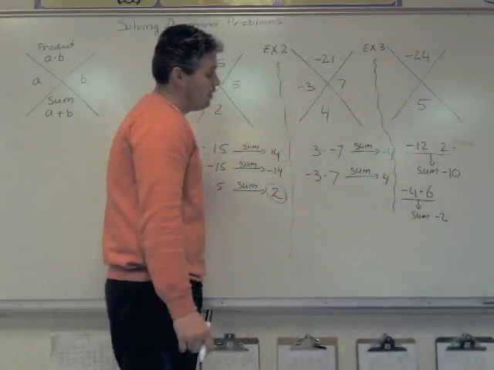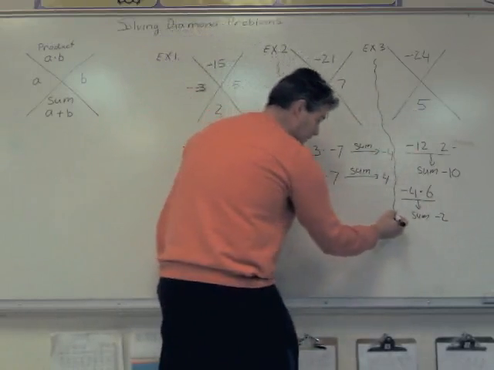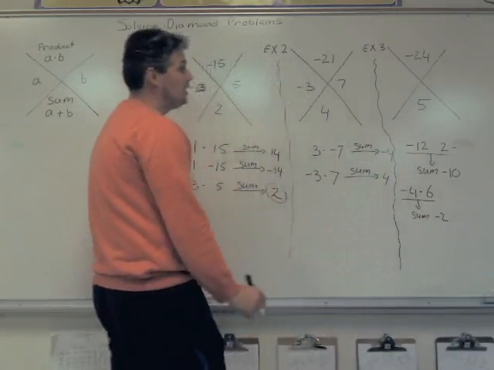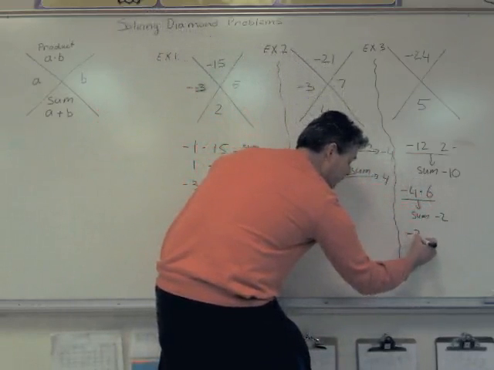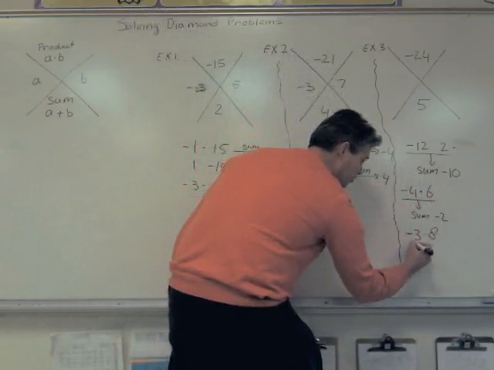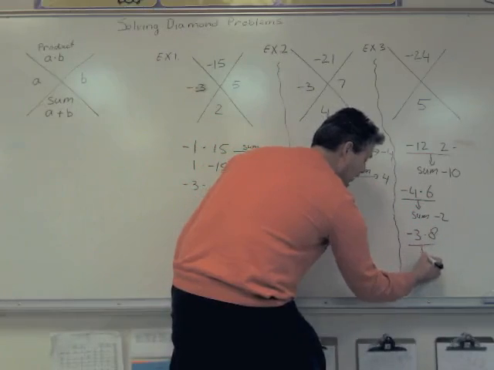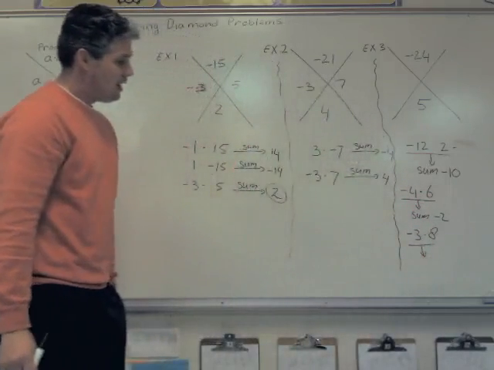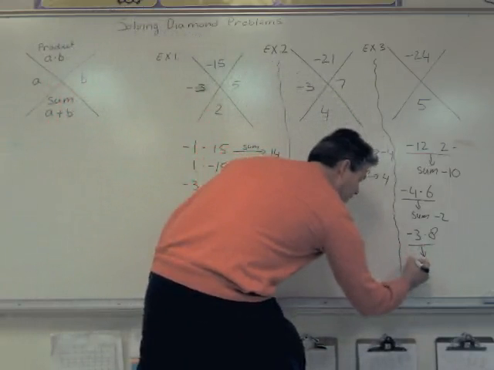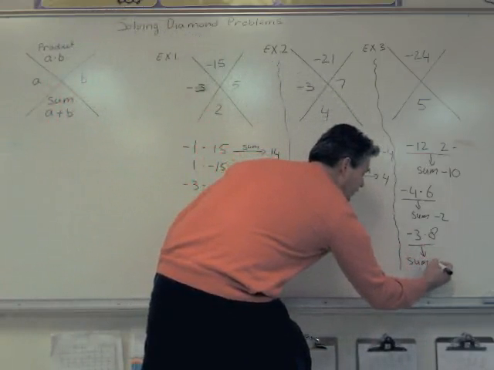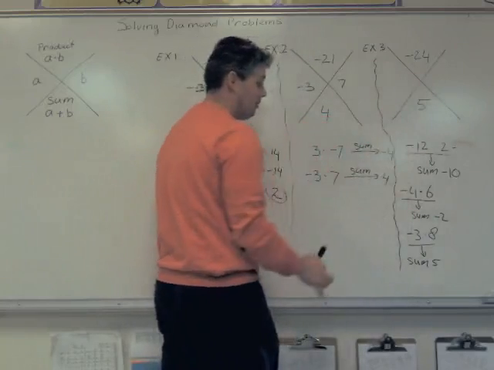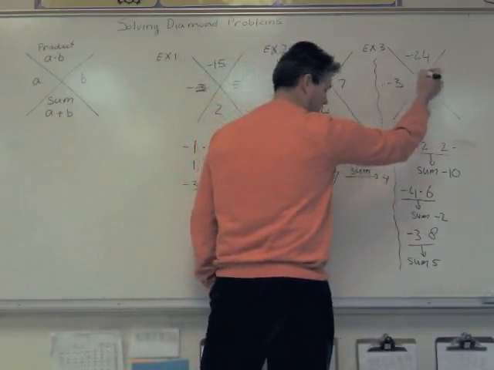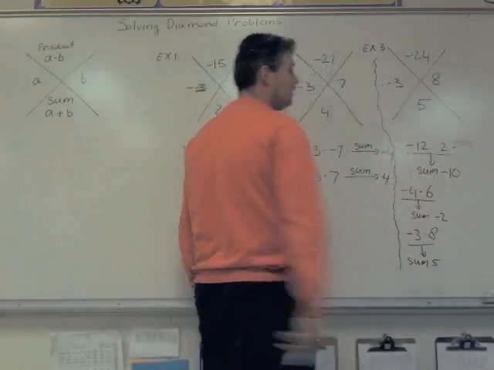So now we're going to go ahead and try another pair. And I think 3 times 8 would make 24. So if I make it negative 3 times 8, that gives me a product of negative 24. And the sum here is 5. So the final answer to this diamond problem, negative 3 and 8.